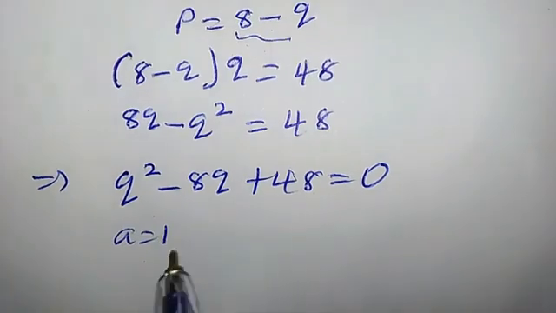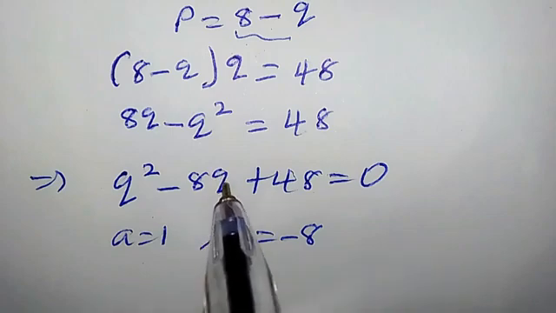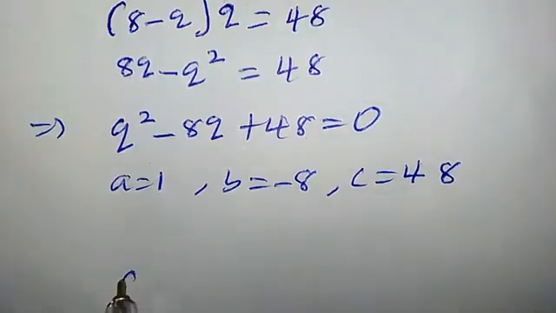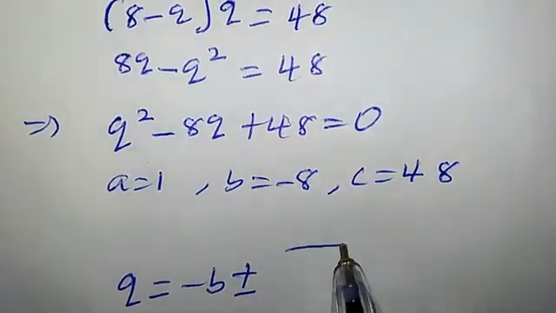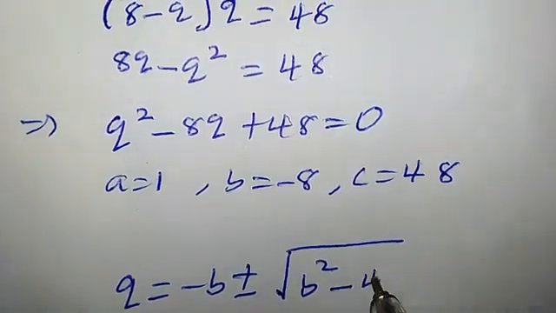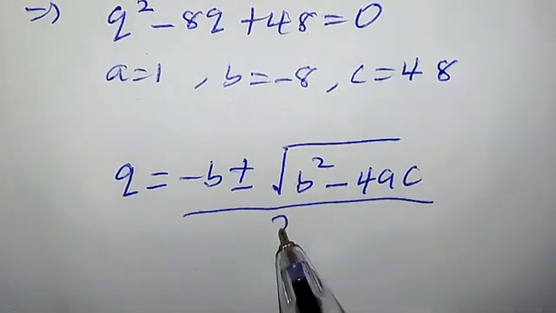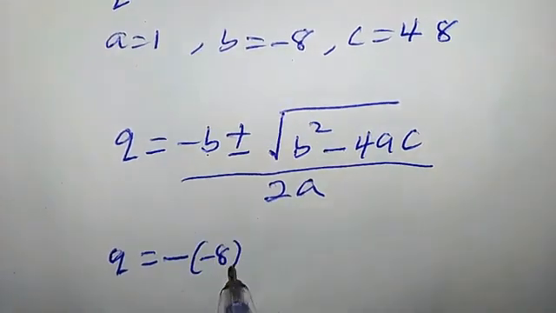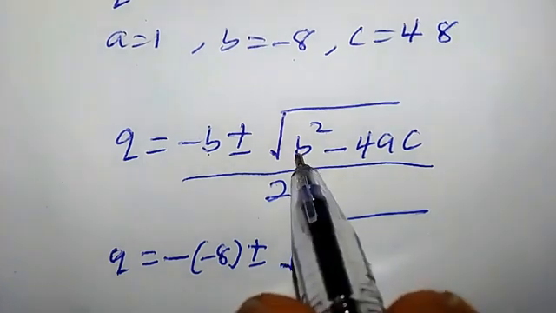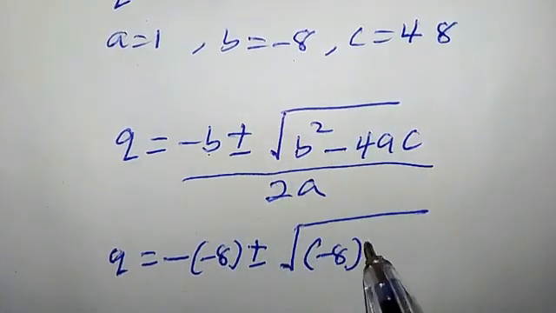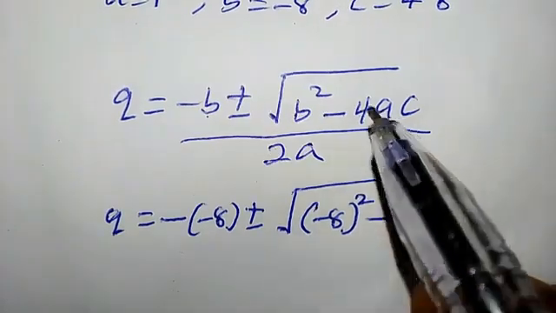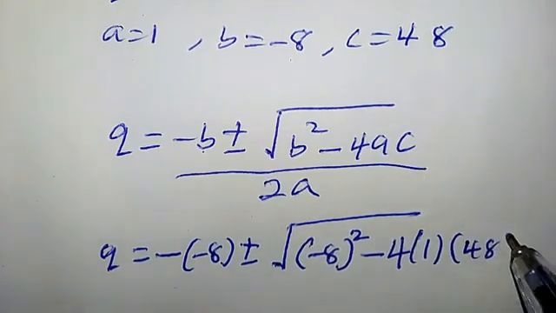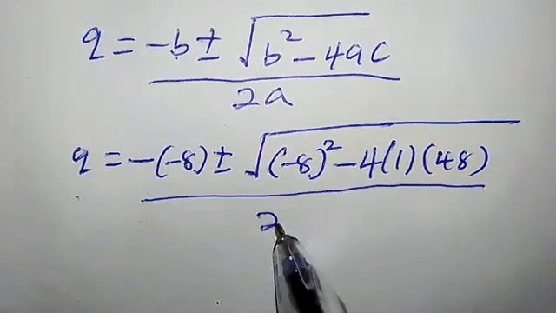So our A here is 1, our B is negative 8, which is the coefficient of Q, and our C is 48. What does the quadratic formula say? It says Q equal to minus B plus or minus the square root of B to the power of 2 minus 4 times A times C, all over 2A. Q equal to minus, what is B? B is negative 8. We have negative 8 plus or minus the square root of, what is B? B is negative 8. That will be minus 8 to the power of 2 minus 4. What is A? A is 1. So we have times 1 times, what is C? C is 48, all over 2 times 1.